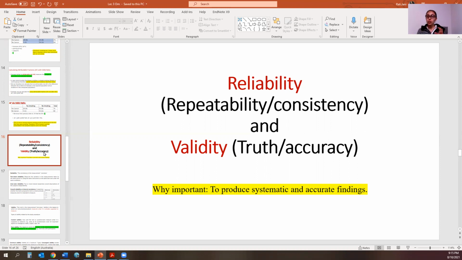Reliability and good validity are very, very important to produce systematic, or the other term we can use, consistent, findings. Systematic means consistent and accurate findings. Accurate is an indicator of your validity, and systematic is an indicator of reliability, meaning consistency. That's why it's very important to have decent reliability and validity when you're doing your research.